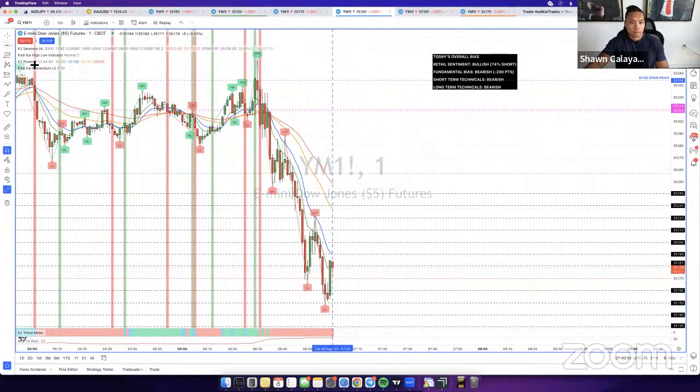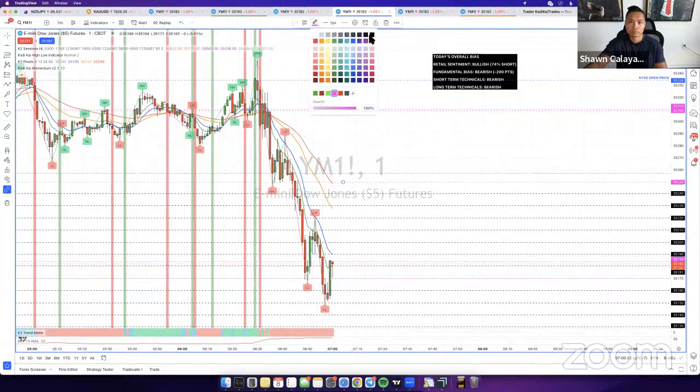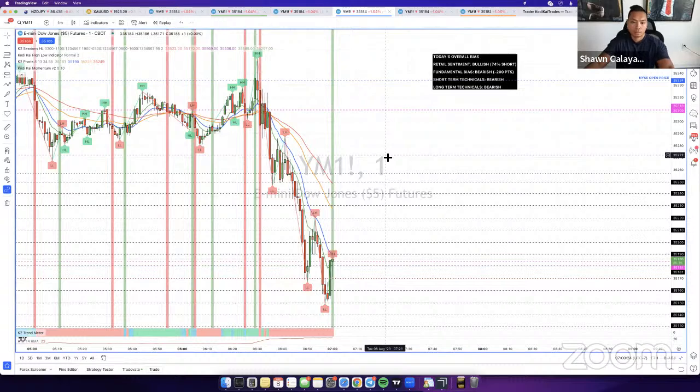Let me just connect these here. So there goes the news candle right there. Color it pink so that you guys know it's news. All right, so there goes the news candle right there. It hadn't really moved too much.